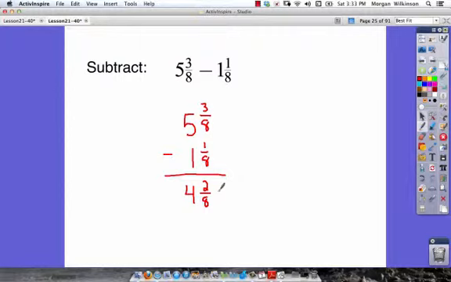But we want to reduce that to lowest terms. If we look at 2/8, both of those are even numbers, so we can cut both of them in half. We can divide both by 2. 2 divided by 2 is equal to 1, and 8 divided by 2 is equal to 4. So 2/8 is exactly the same thing as 1/4. So we've got our final answer. Our final answer must be equal to 4 and 1/4.